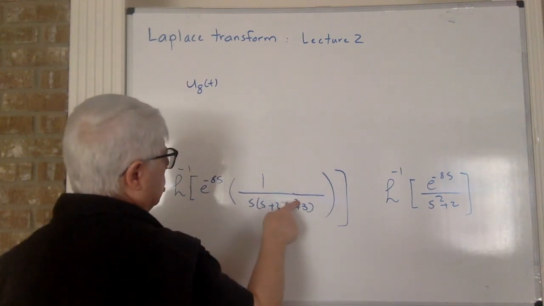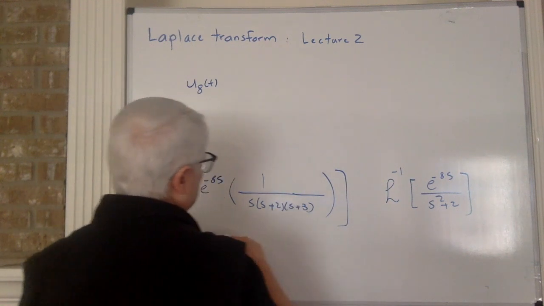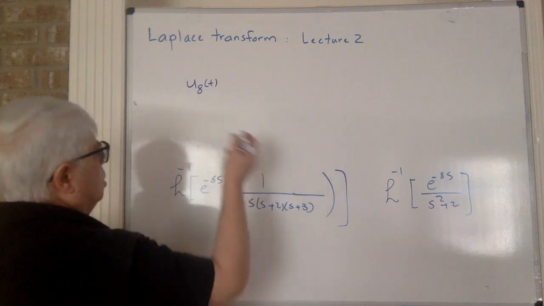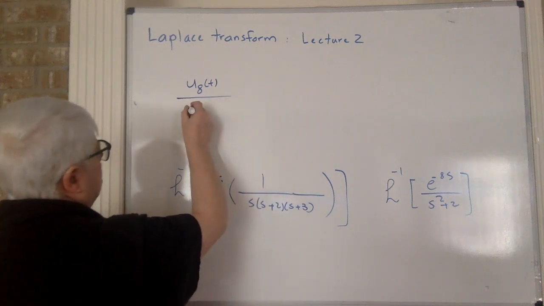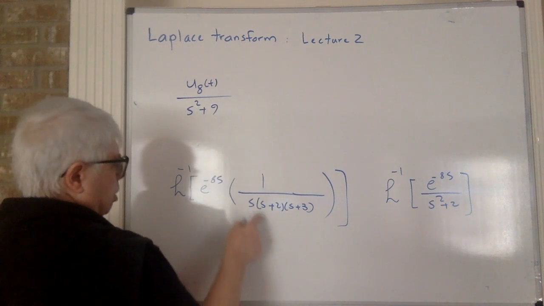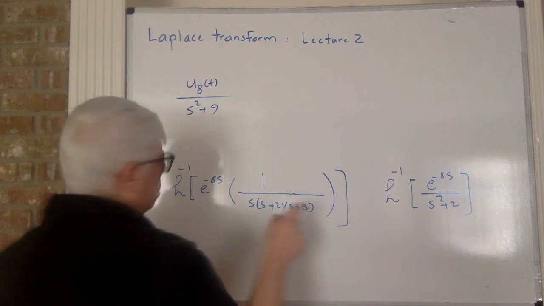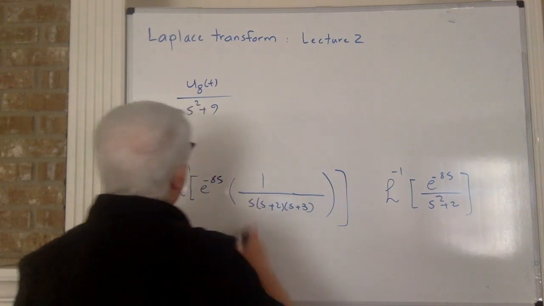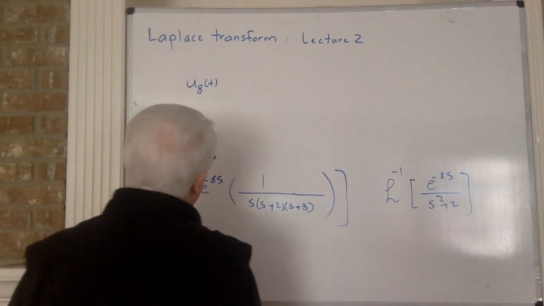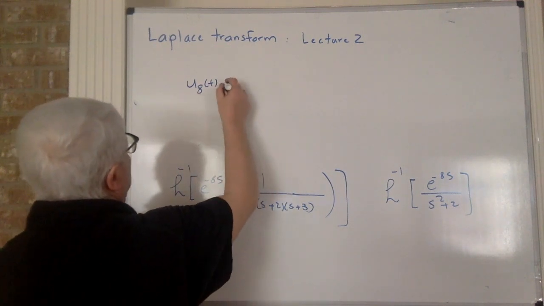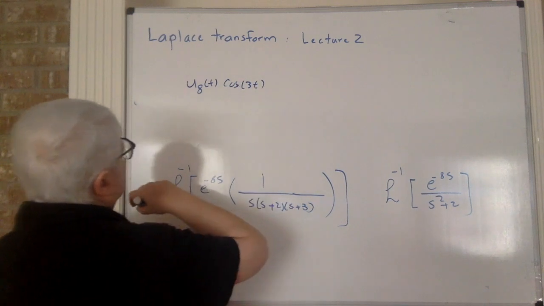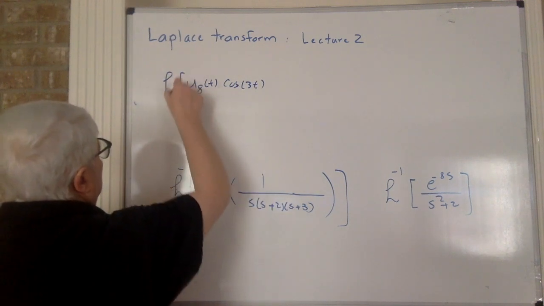No, that's not 2. That's 1. All right. So let's say this thing. Well, let's say I have this. Let's say I have s squared plus 9. No, I guess this was not squared. Sorry. What am I saying? I'm just getting tired. u8t cosine 3t. What is the Laplace of this thing?